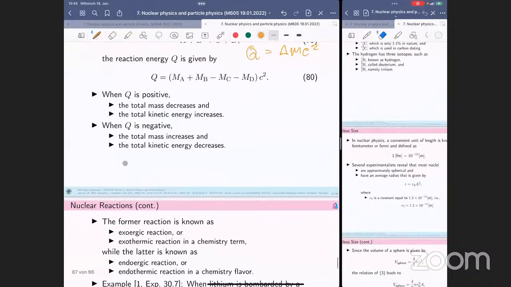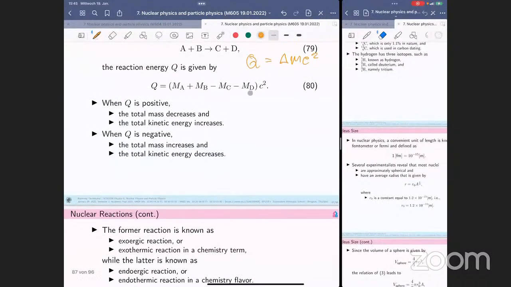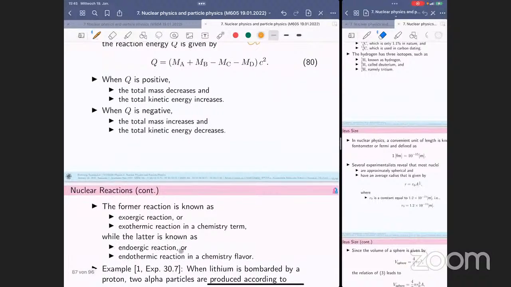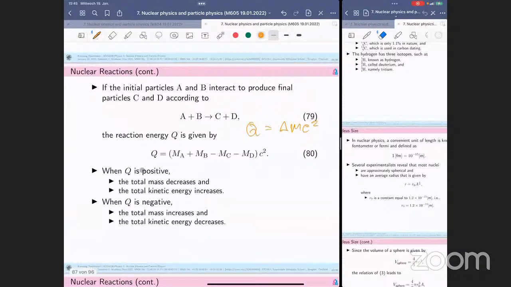Let's talk about the second case, when the mass gets bigger, so the Q is negative. Q negative is known as endoergic. Endo means down, going down, right? It's negative. Endoergic reaction, that's the word in physics. But the chemistry people call it an endothermic reaction. Both of these are nuclear reactions, but they can take place in different ways.